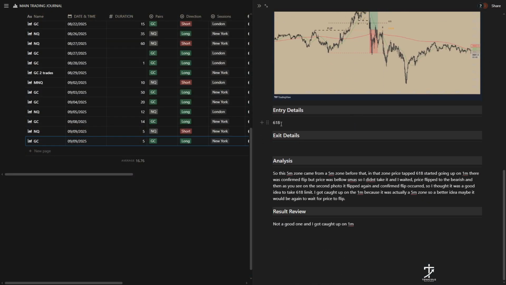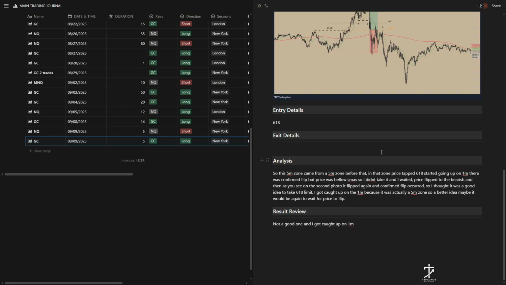So entry was 618. As he said here, this 5 minute zone came from a 5M zone. Before that, in that zone, price tapped 618, started going up on the 1 minute. There was a confirmed flip. Price was below SMA, so I didn't take it, and I waited. Price flipped to the bearish, and then as you see on the second photo, it flipped again, and a confirmed flip occurred. So I thought it was a good idea to take 618 limit. I got caught up on the 1 minute because it was actually a 5 minute zone. So a better idea maybe would be again to wait for price to flip.